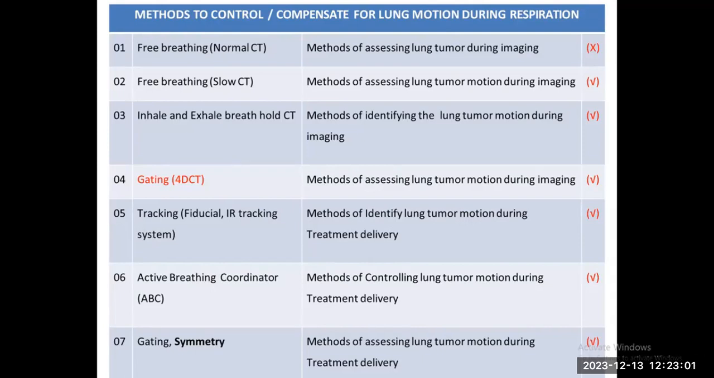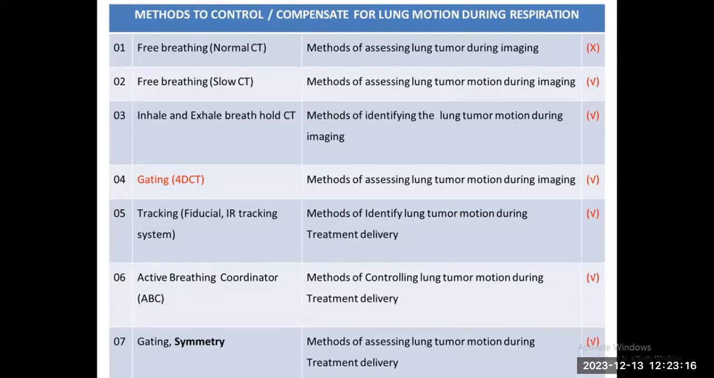Fifth method is tracking. What happens in tracking? Some kind of fiducial implanted in the body or placed on the body. So by detecting those fiducial markers, we can detect the location of the tumor.